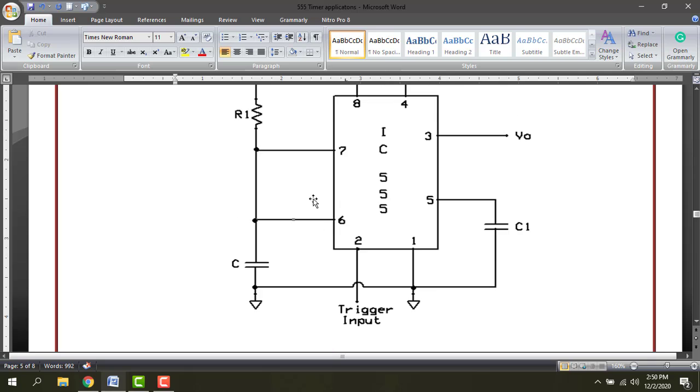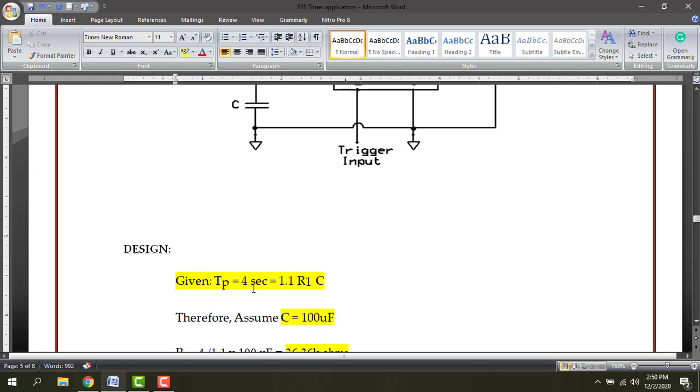Okay. So இப்போ இந்த சர்க்யூட் நம்ம what is our objective அப்படின்னா, the triggering inputல if you touch the ground, so the V0 will be turn on for 4 seconds.